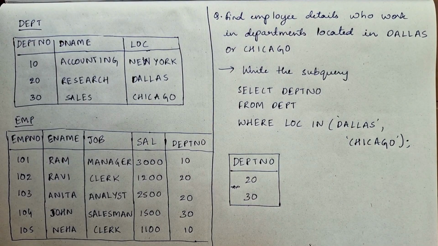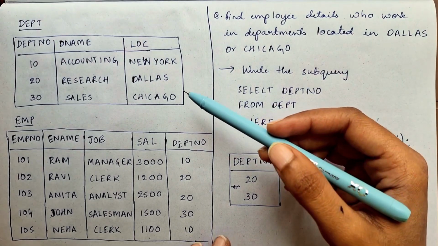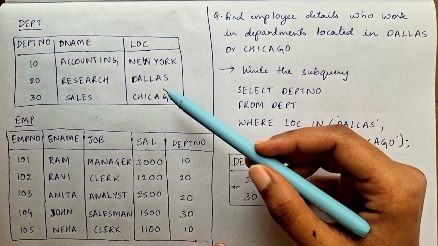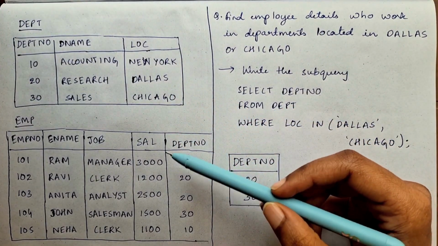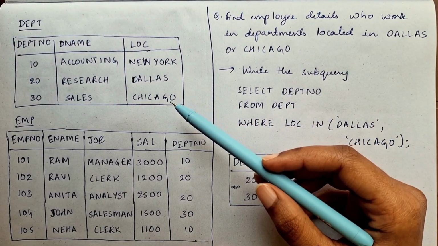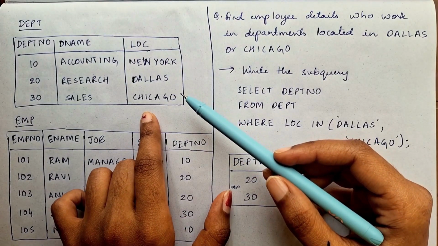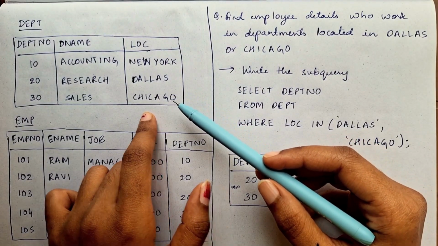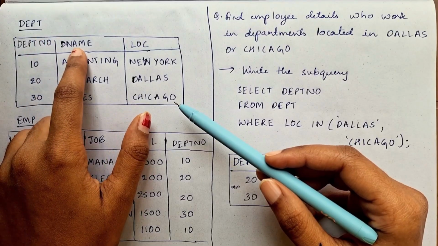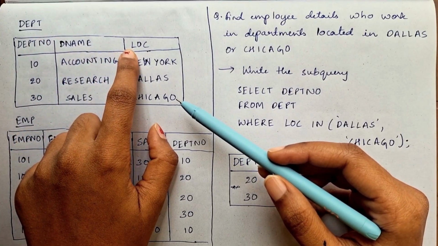Now let's understand a multi-row subquery using the IN operator with an example query, because we cannot use comparison operators with a multi-row subquery as it returns multiple values. For this example, we have two tables. One is the EMP table and another one is the department table. This is the department table, which has three columns, that is department number, department name, and location.